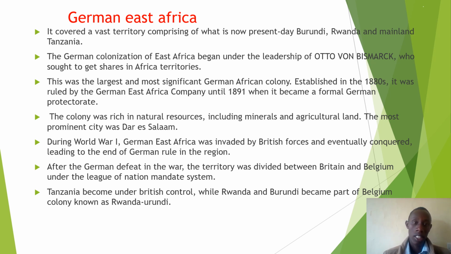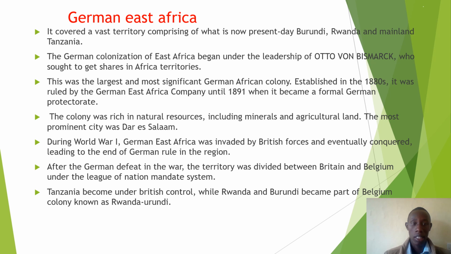The colony was rich in natural resources, including minerals and agricultural land. The most prominent city was Dar es Salaam. During World War I, German East Africa was invaded by British forces and eventually conquered, leading to the end of German rule in the region.